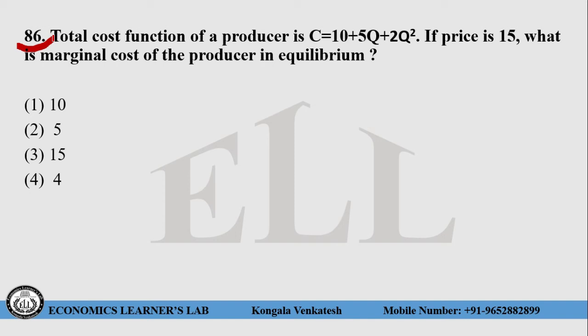Okay, time up. Let us see. Total cost function of producer is C equal to 10 plus 5Q plus 2Q square. If price is 15, what is the marginal cost of the producer in equilibrium? So this is a question they have asked. The choices are choice number 1, 10, choice number 2, 5, choice number 3, 15, choice number 4, that is 4.